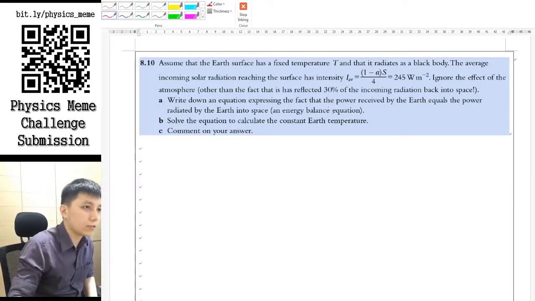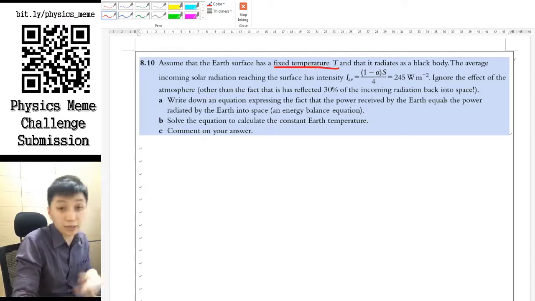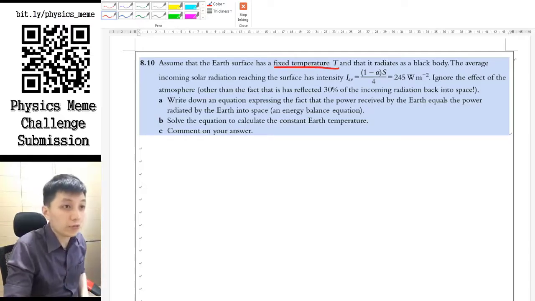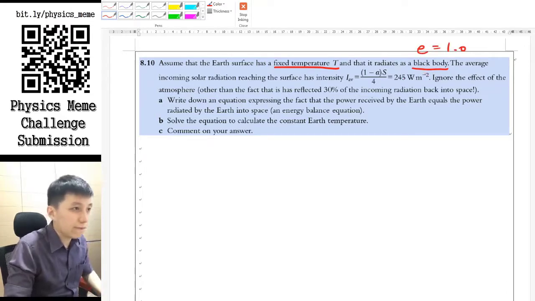Okay, so let's look at this question. It says, assuming the Earth's surface has a fixed temperature, so like we said, a constant temperature, and it radiates as a black body, that means the emissivity we can take as 1, literally 1. And the average intensity reaching the Earth's surface is like the one that we did, which has a number of 245 with that unit.